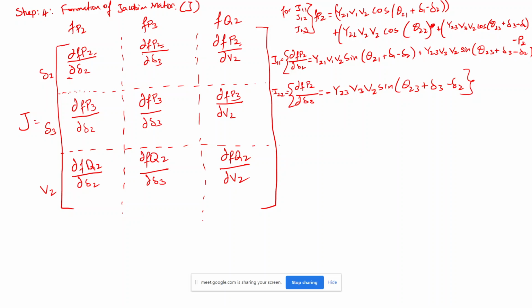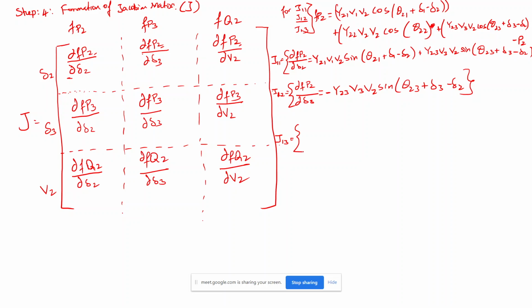Any doubt up to this? Shouldn't we use the FP3 formula also? Sorry, it is not J22, this is J12, because I need to take this one only. That is correct, thanks. This is J12. I want to do only P2 because this is my P2 equation. For this P2 equation, with respect to delta 2, delta 3 and V2, I need to do the derivation, so I am only focusing on the first row. So again it is J13.